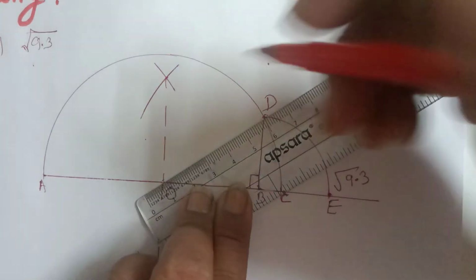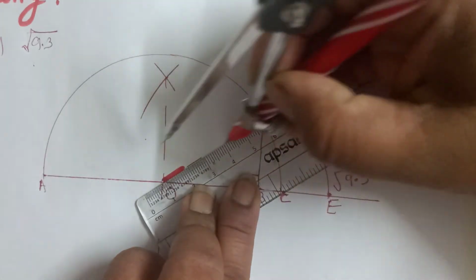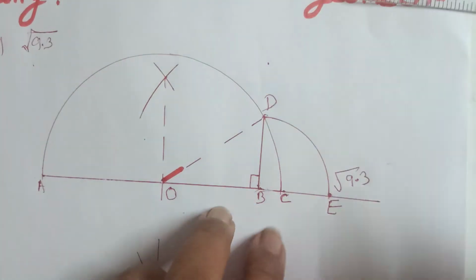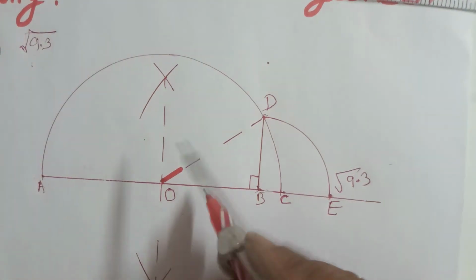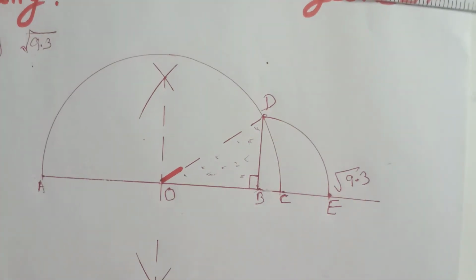And I am using a variable so that it would be justified for any real number. Now you can see this OBD is a right triangle.